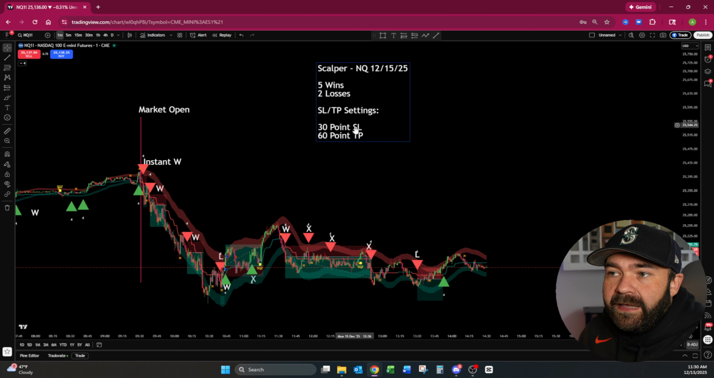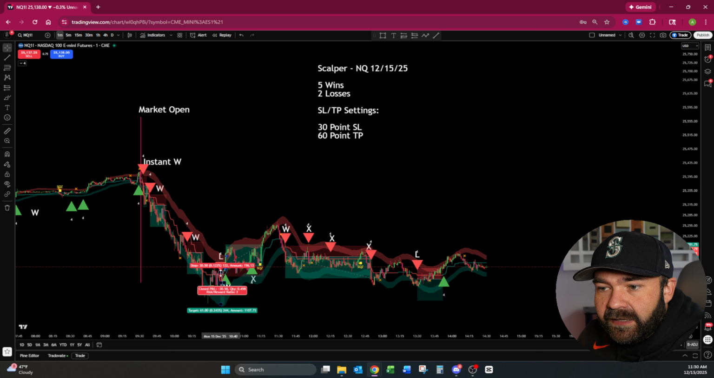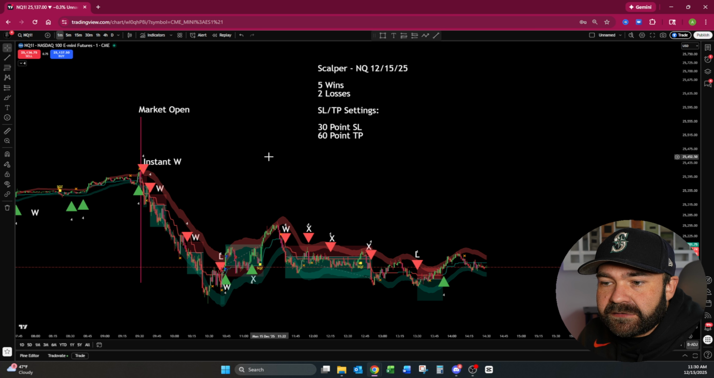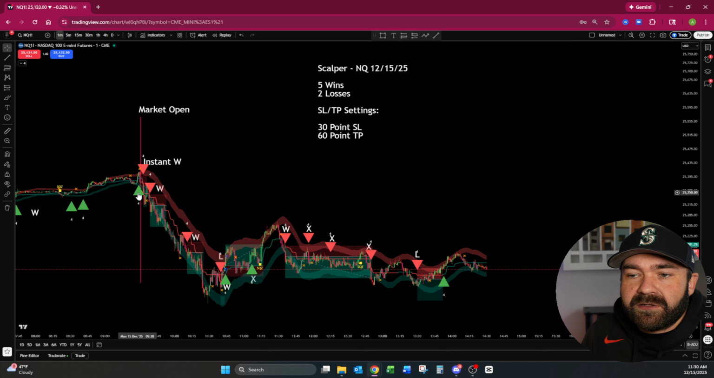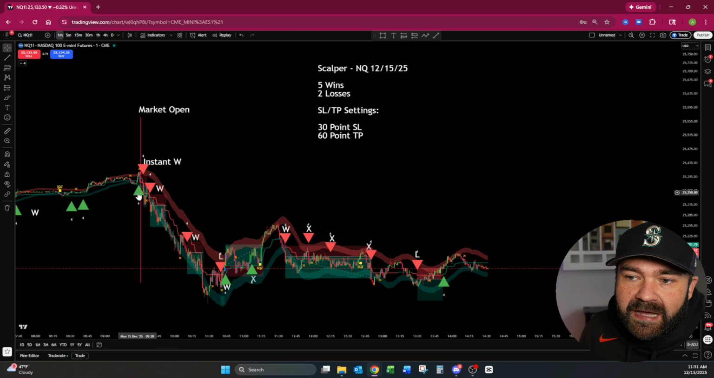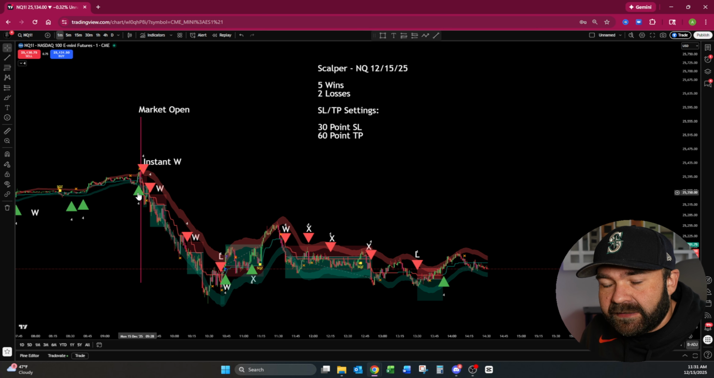So then on NQ, I was looking at NQ today. You can see down here, I did take a couple of these. The green arrow right here was before 9:30, and I don't take any trades before 9:30 market open. So if you would have played that one, you would have lost, but I wouldn't have played it even though it was right.